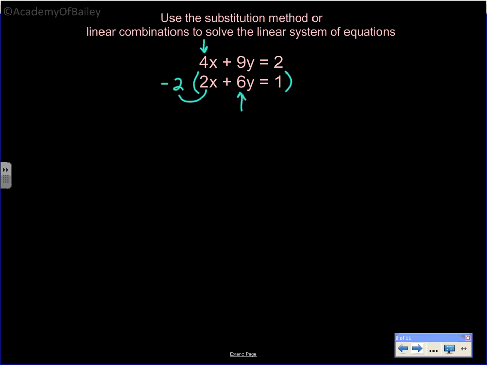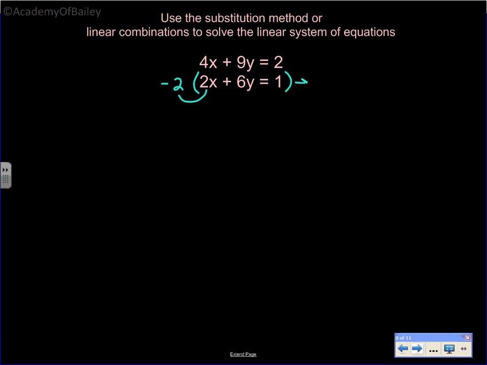And if I wanted to do that with the y's, I would have to multiply 6 by 6 to get 36. Then I would have to multiply 9 by 4 to get 36. And that's the least common multiple there. But one has to be positive, and then one has to be negative. So I actually have to multiply one of them by a negative number. So we're going to get rid of the x's.